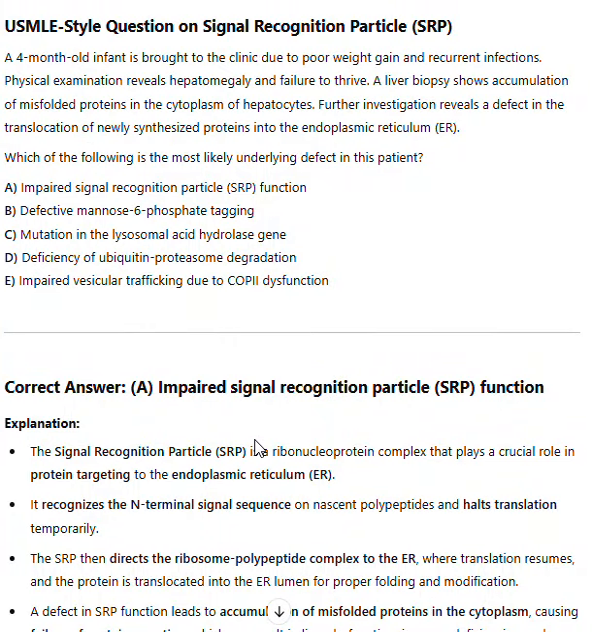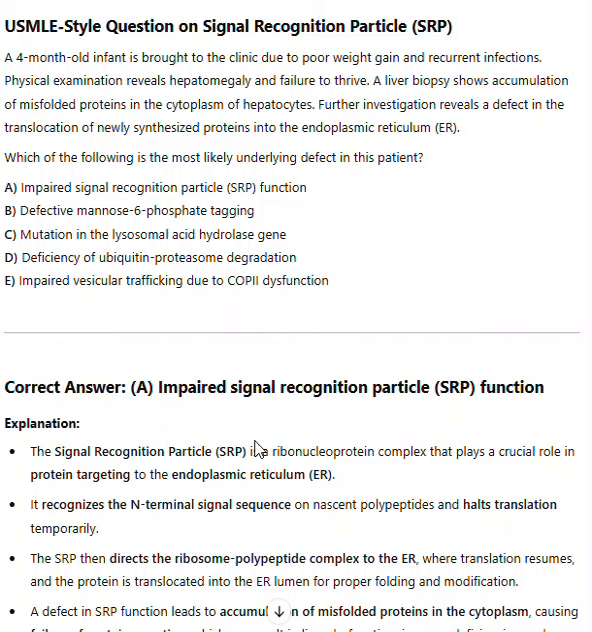USMLE style question on signal recognition particle, SRP. A 4-month-old infant is brought to the clinic due to poor weight gain and recurrent infections. Physical examination reveals hepatomegaly and failure to thrive. A liver biopsy shows accumulation of misfolded proteins in the cytoplasm of hepatocytes.